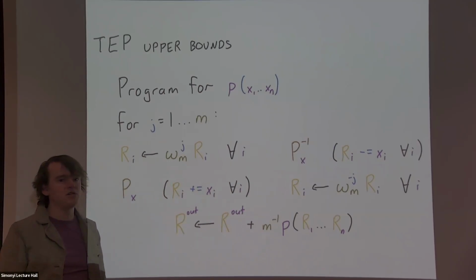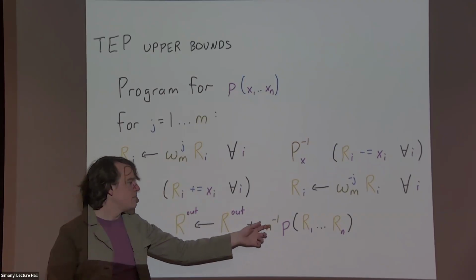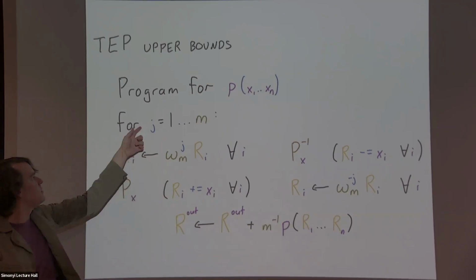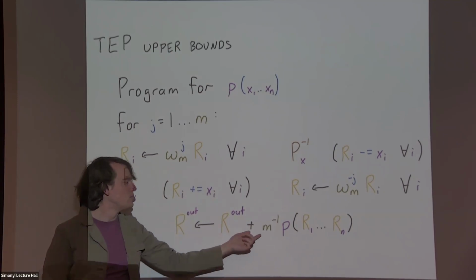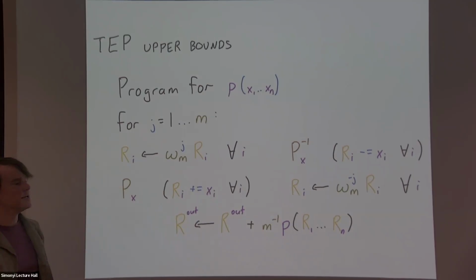choose your output register. This is where you actually want the polynomial to go. And you're going to add M inverse times the polynomial applied to the values in those registers. And since you're doing this for all j, what's in R out is tau out, whatever was there before, plus the sum of these things. By our equation, that's exactly the polynomial applied to the inputs.